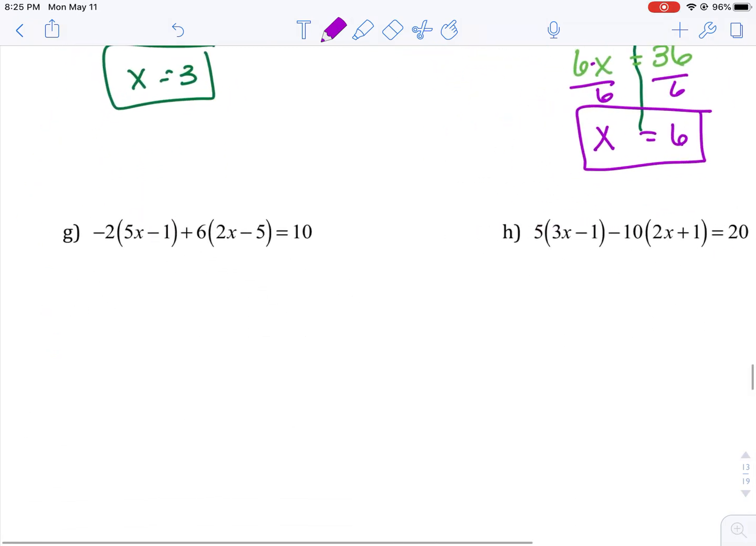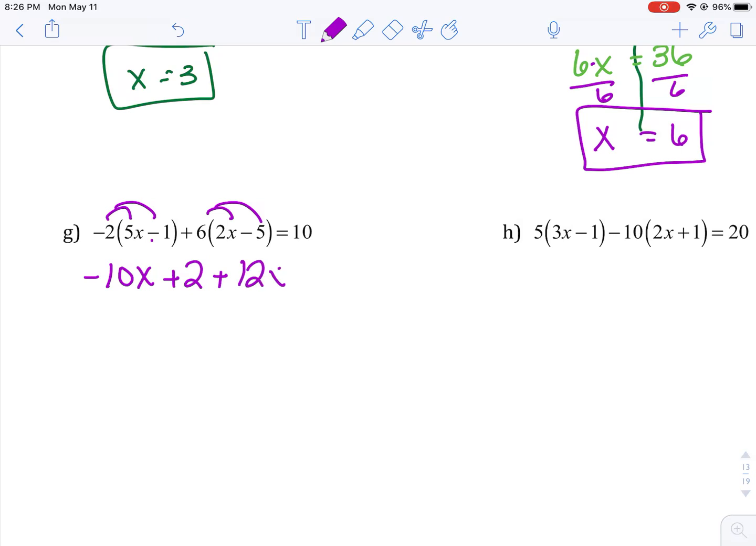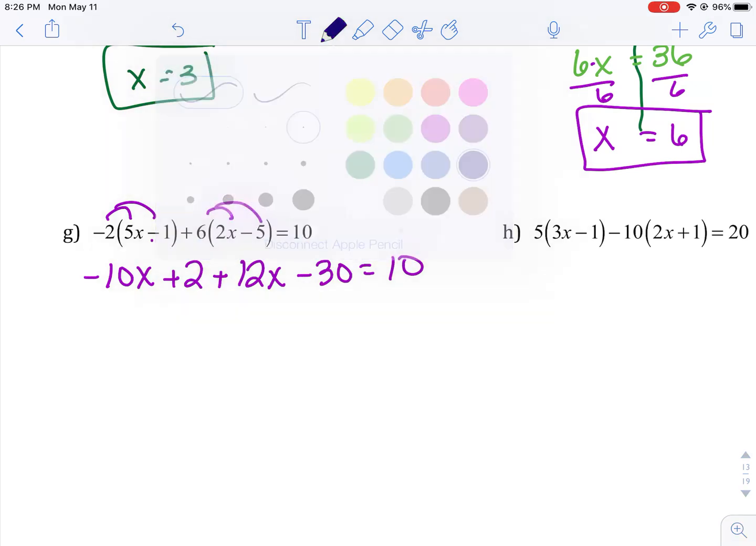All right, last two problems. They look a little bit trickier, and it's just because there's a little bit more work that goes into it. So just like with the last problem, we've got to distribute. Negative 2 times 5 is negative 10x. Negative 2 times negative 1 gives me positive 2. And then I get 6 times 2, which is 12x, and then 6 times negative 5, which is negative 30, and that's equal to 10.